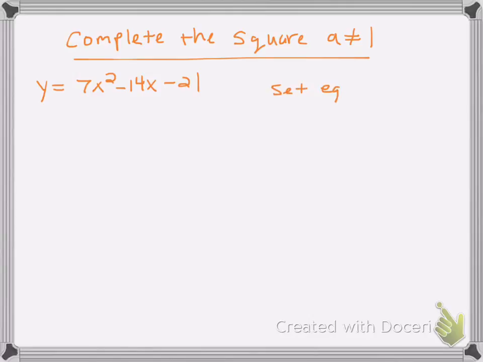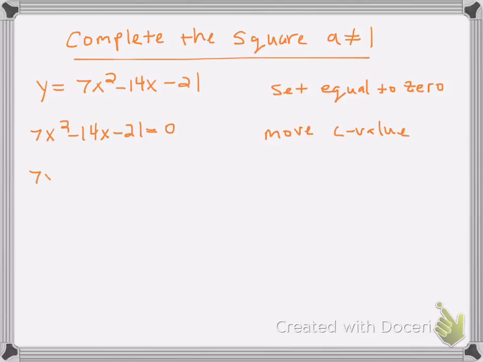The main thing that we always want to do is set these equations equal to 0, then we can start moving stuff around. So we're going to write that as 7x squared minus 14x minus 21 equals 0. After that, let's move that c value, that minus 21, over to the other side. Leave a little bit of space in between. We move the c value, so it's not equal to 0 anymore, and we have equals 21.